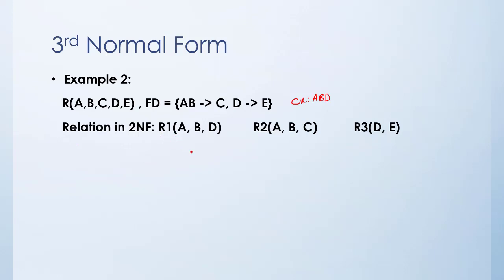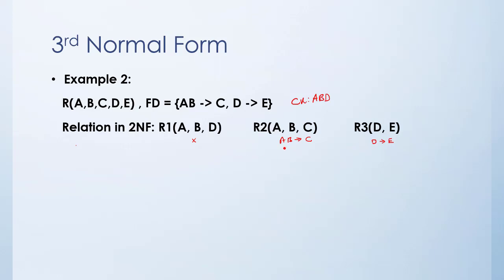Now in R1 the attributes are A, B and D, and from the base functional dependency table we can see that there is no functional dependency among A, B and D, right? So we need not worry about R1. Now in the case of R2, from the base functional dependency table we can say that AB determines C, and in the case of R3 we can say that D determines E. So here AB is the candidate key.